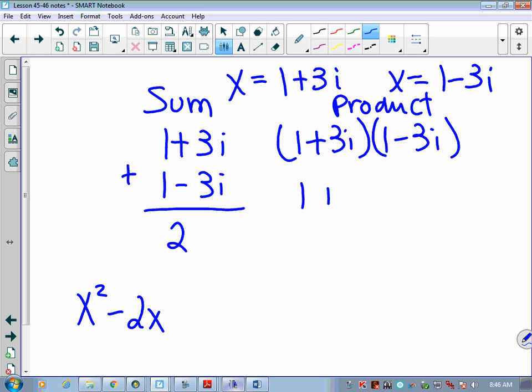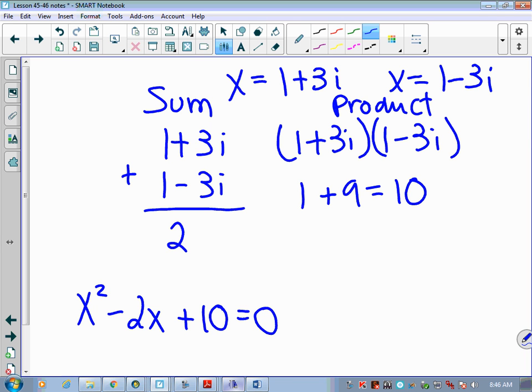9. Which is 10. And this one stays exactly the way that it is. Okay? So my answer, hopefully I've got this right, is x squared minus 2x plus 10. And we want to finish it off by saying that it equals 0.